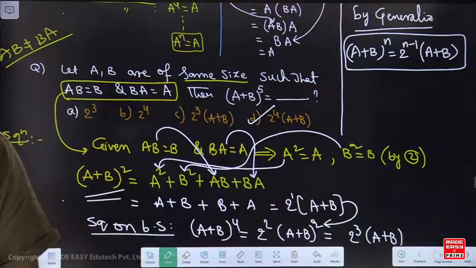Okay, so very good. Many of the students have given the right answer. Very good. Yes, good beta, good.